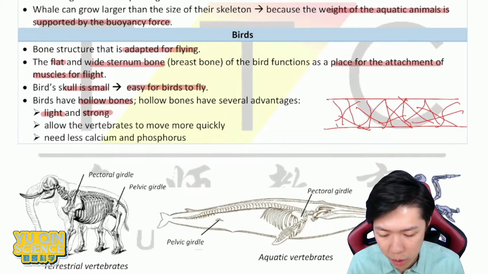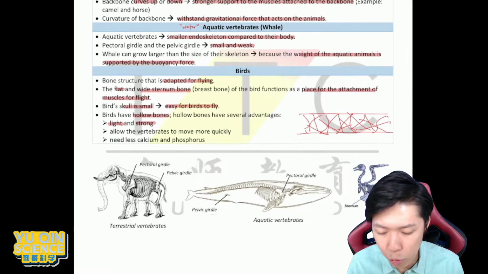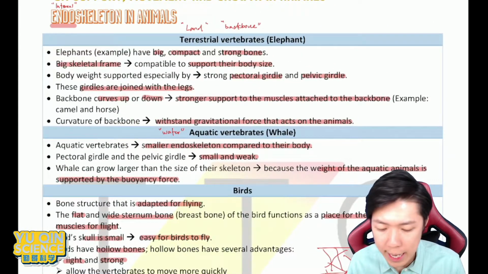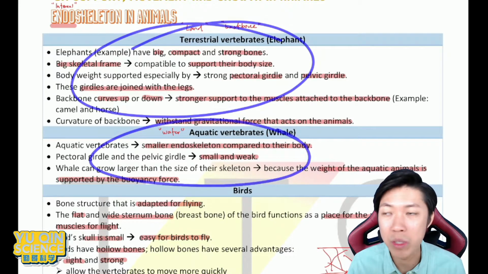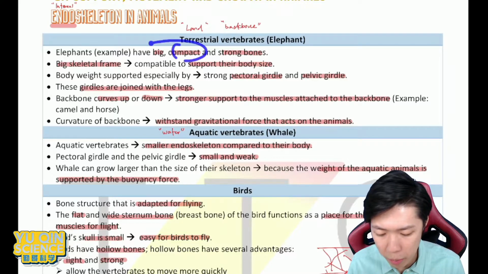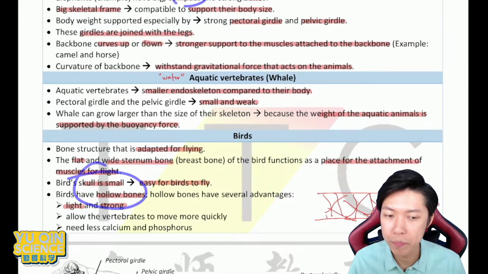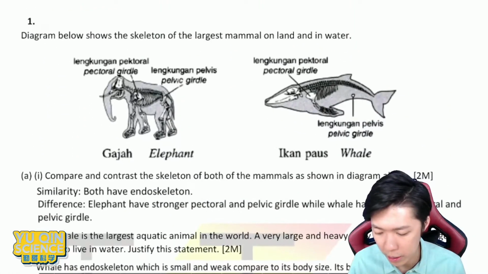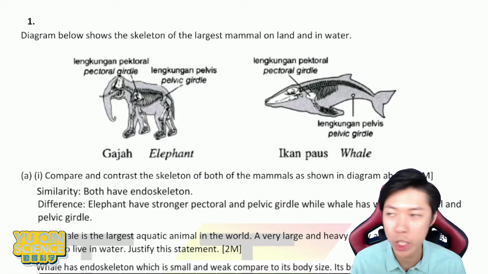Okay, cool. So we have two comparisons here to talk about. Number one, land vertebrate versus aquatic vertebrate, meaning one strong and one weak. The other one is compact bone versus hollow bone. That's the two comparisons. Let's get right into the exercise. Okay guys, let's turn to the next page.